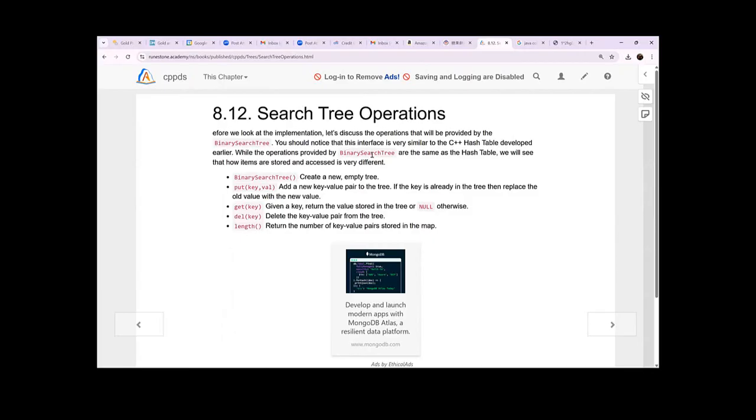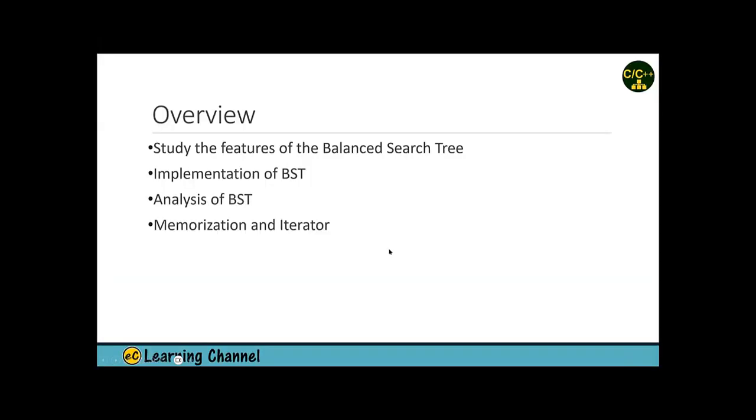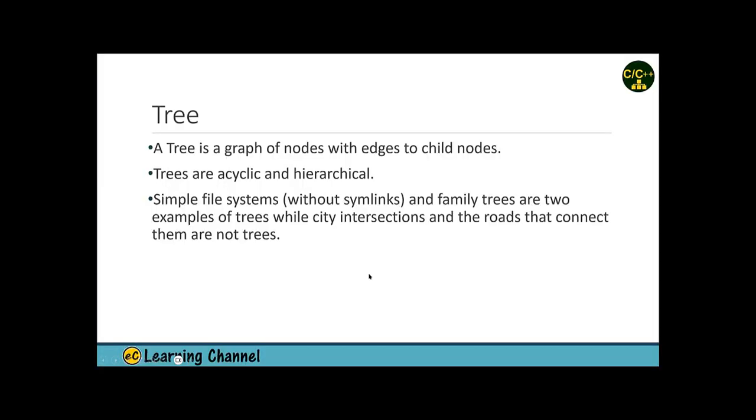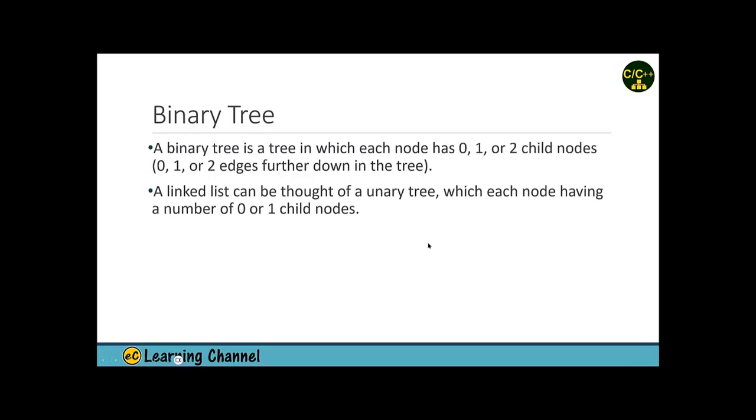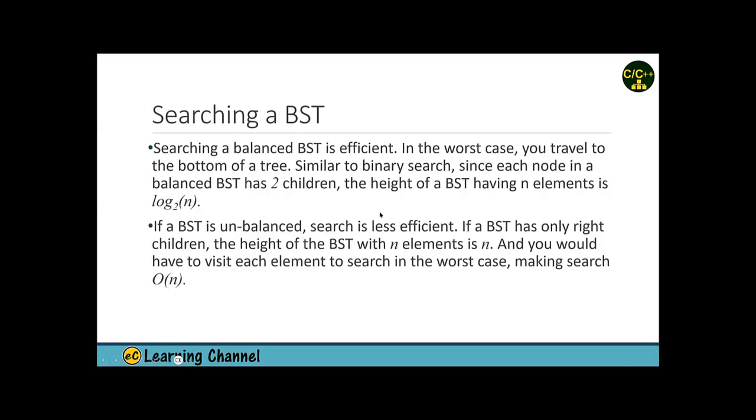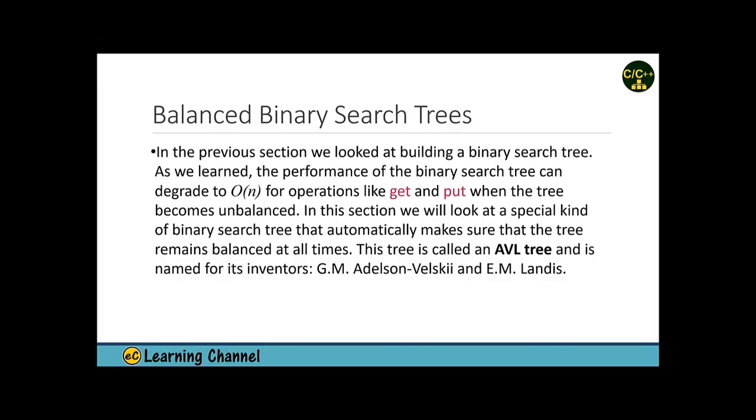So basically you would have a search tree operation, and then you need to keep it balanced. So you need to study the balanced binary tree. A tree is a graph of nodes, edges and child nodes, and it's acyclic. It's usually used for file systems. Binary tree, binary search tree, we talked about this already. Searching time, we talked about it.